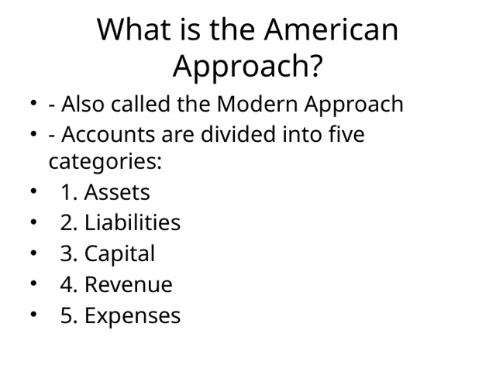Now, let's talk about what we call the American approach, or sometimes the modern approach. This method is quite fundamental in understanding how we organize and analyze financial information. Essentially, it divides accounts into 5 key categories, which help us keep everything clear and structured. First, we have assets, which are resources owned by the business, things like cash, inventory, or equipment. Then, liabilities are what the company owes to others, debts or obligations. Next, we have capital, which represents the owner's interest or equity in the business.